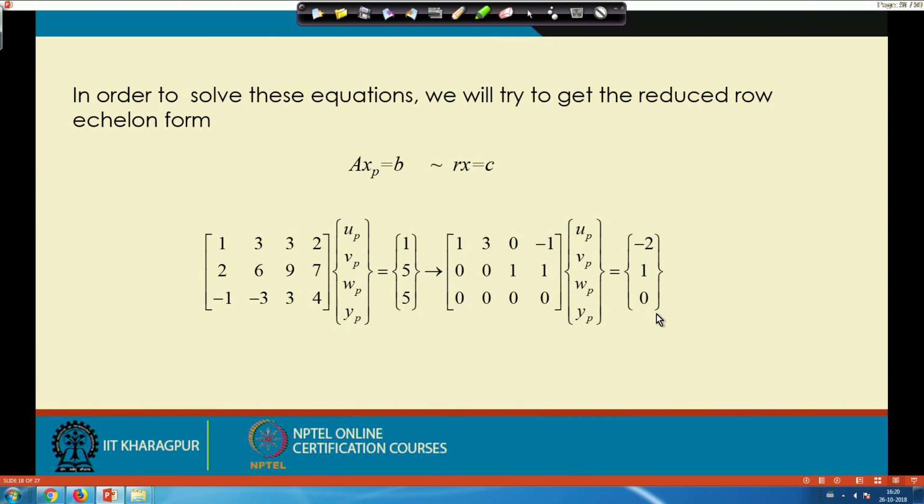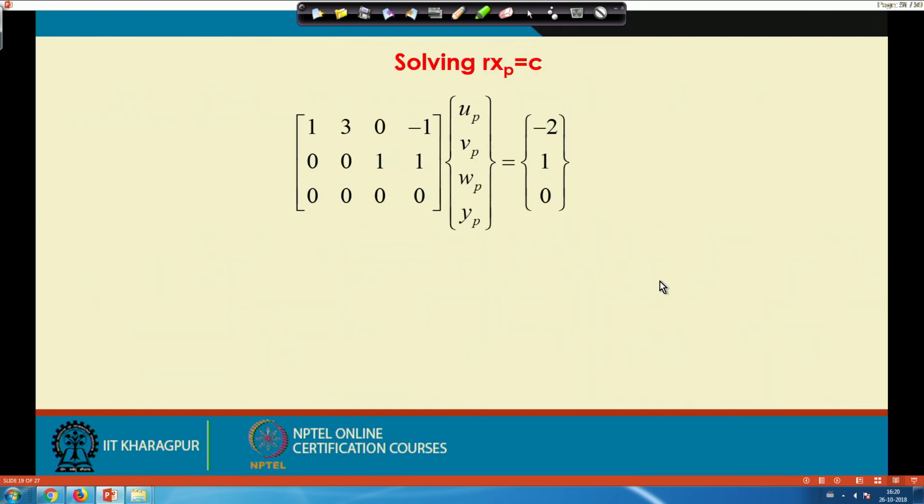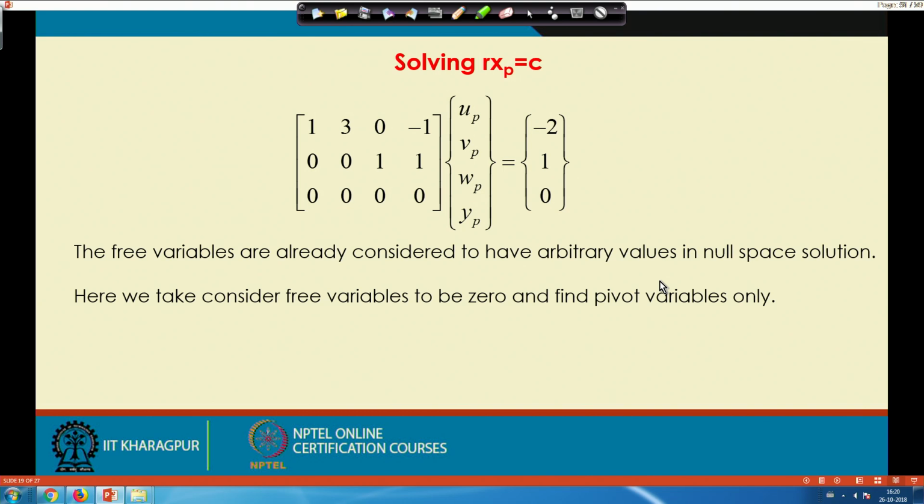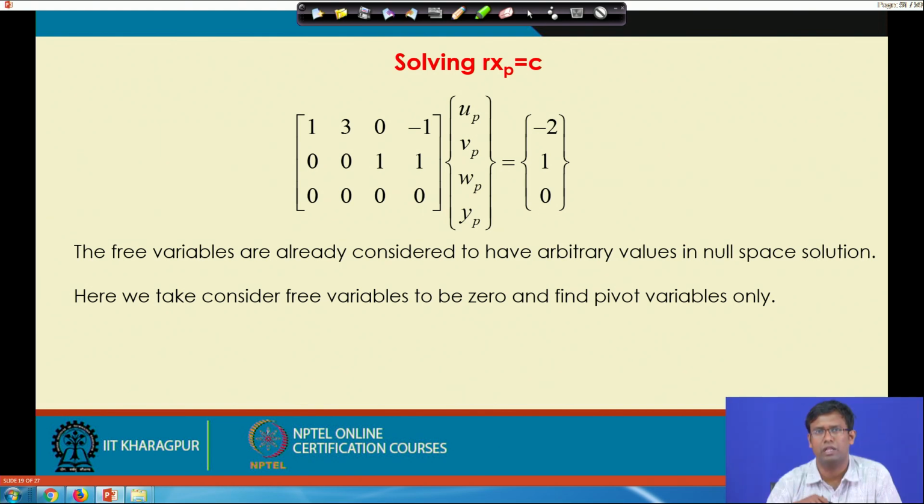So, the 0 vector does not change, but when we are operating over the B vector, due to all the row operations, the B vector changes to C. And now, we have observed that the infinite solutions are due to the free variables. So, what do we do here? We just take off the free variables and assume all the free variables are 0, because they are already considered in the infinite solution or in the null space vector.